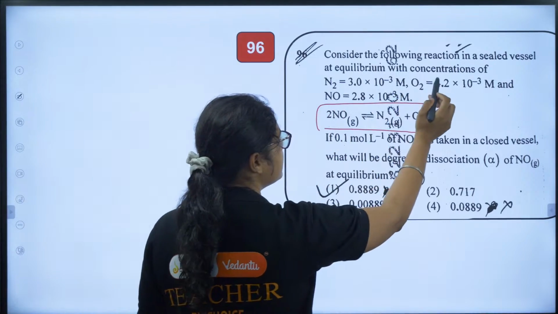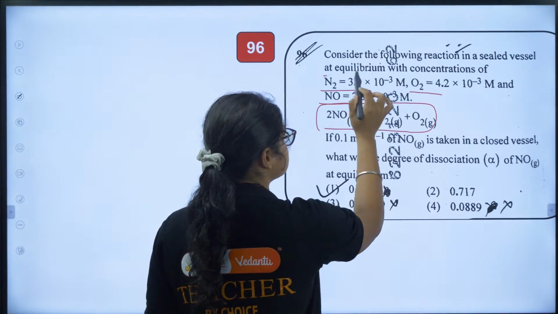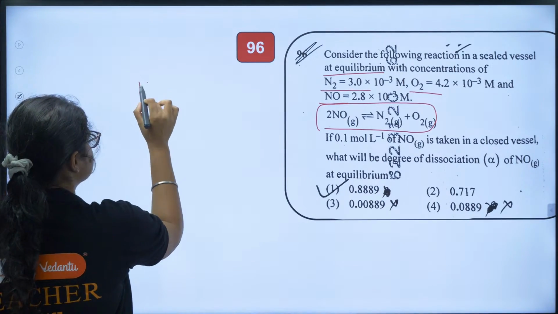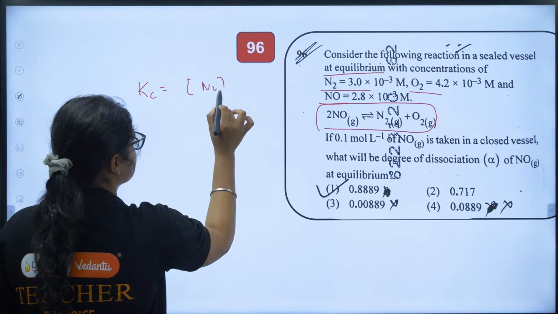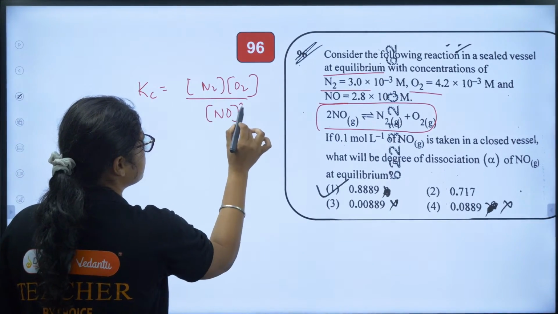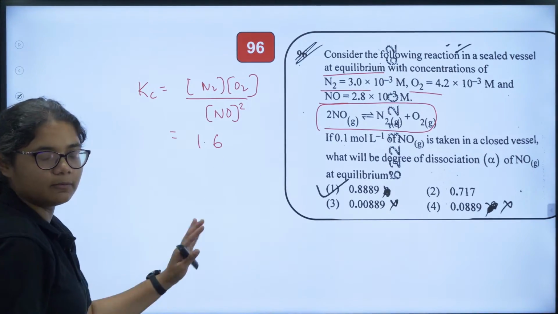The question is given, in a sealed vessel, N2 concentration, O2 concentration and NO concentration at equilibrium is mentioned. So first we can find out the Kc value, right? Kc value will be concentration of N2 times concentration of O2 divided by concentration of NO squared. Now if you substitute all these values, you will get Kc value around 1.6.